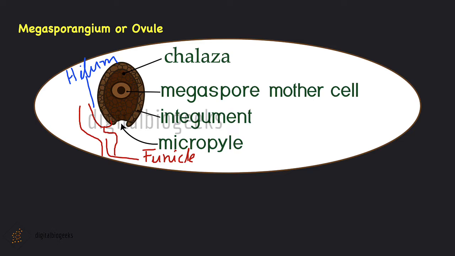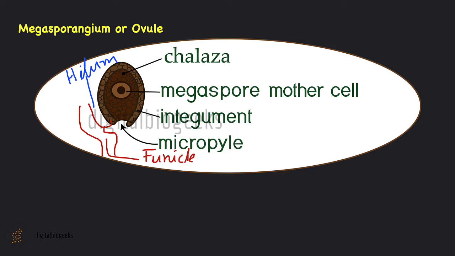Each ovule has one or two protective layers called integuments. Integuments encircle the nucellus except at the tip, where there is a small opening called the micropyle. The pollen tube enters the ovule through the micropyle. Opposite to the micropyle is the basal part of the ovule called the chalaza. Nutrients from the plant are transported to the nucellus through the chalaza.